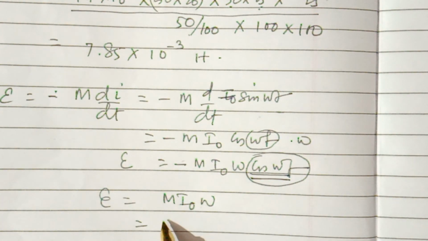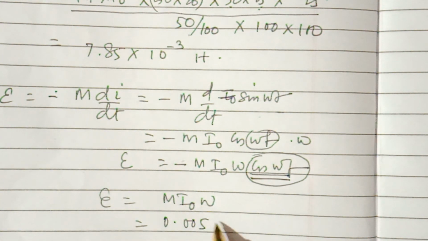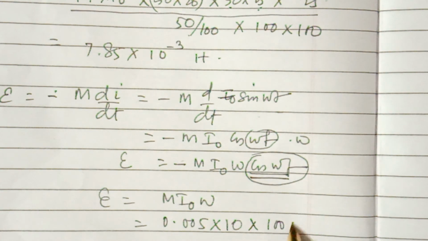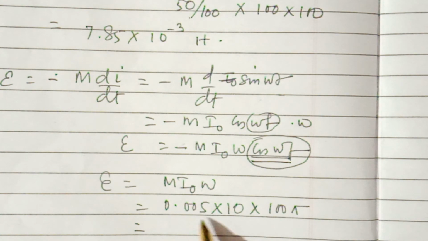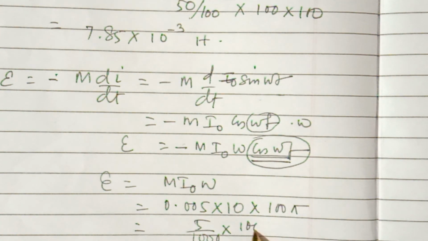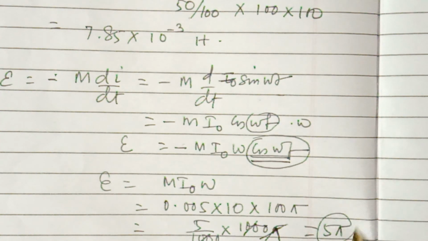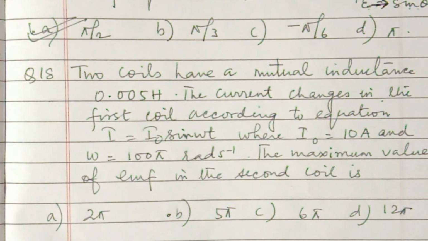So what is M? All the values are given. 0.005, I naught is 10 ampere and omega is 100 pi. Then it is 5 by 1000 into 1000 pi. Sorry, the 1000 is cancelled. So 5 pi. So 5 pi is the magnitude of EMF. So you can mark this one.